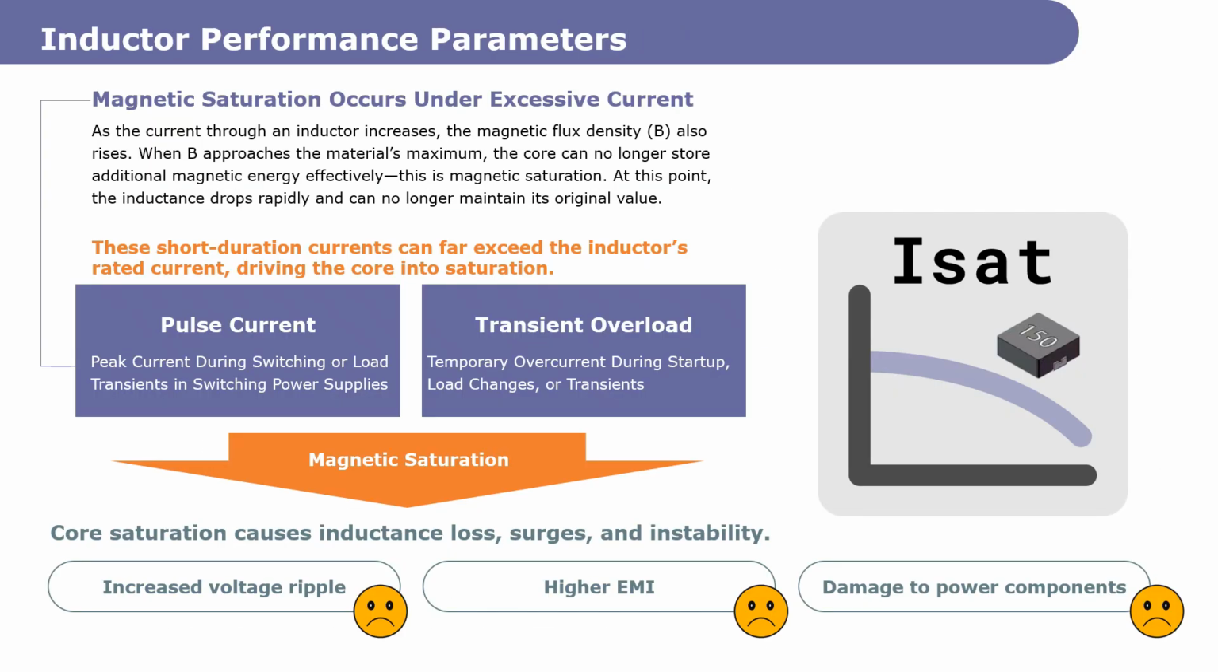In power supply design, pulse currents and sudden overloads often cause magnetic saturation in inductors. When the core saturates, it can lead to inductance loss, current spikes, and system instability. That's why it's essential to accurately measure and verify the inductor's saturation current and temperature rise current.